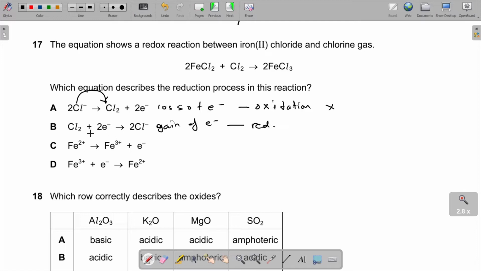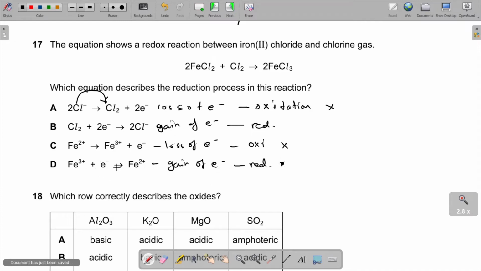Okay, so iron(II) is losing an electron. So we have loss of electron, which is oxidation. Now iron(III) is gaining an electron over here to form the Fe2+. So again, we have a gain of electron, which is a reduction. So now we have two reduction processes in question number 17. Okay, so now why is this not a process of reduction?